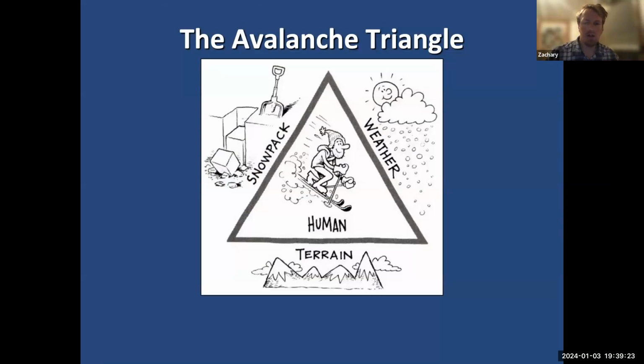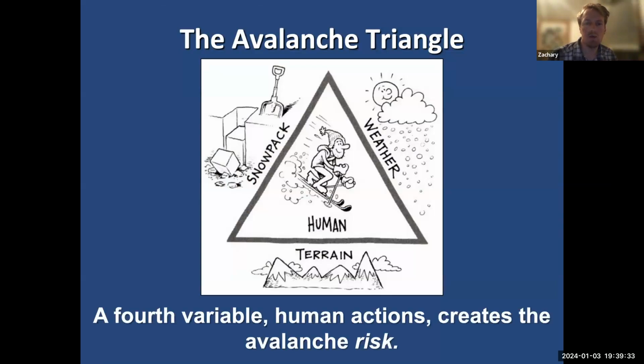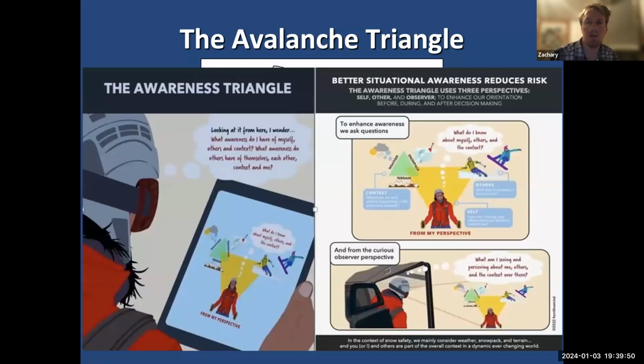So here's that triangle again. And us being humans, we interact with all of these elements and factors that pertain to avalanches and the backcountry. So we're that fourth variable, and we basically create the risk interaction between avalanches and us. So we really need to manage ourselves and the people we travel with accordingly.